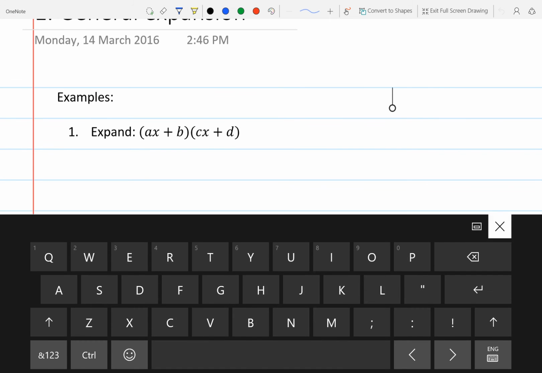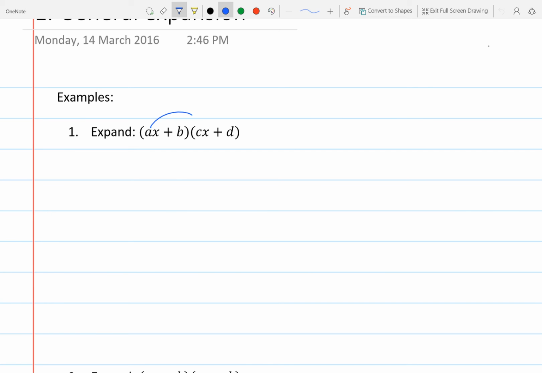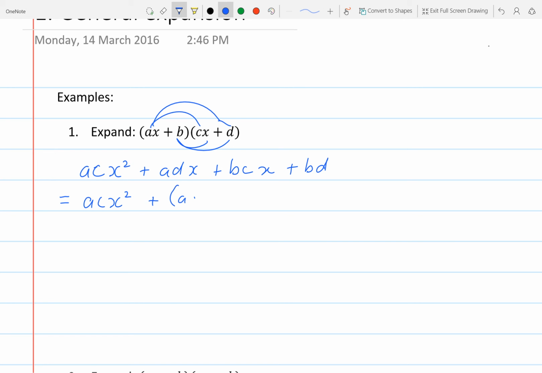So first of all, this one we times first with first, so that gives us acx squared, and then first with our second term, so that would be plus adx, and then we've got plus bcx, and then we've got plus bd. And then collecting like terms, we only have one x squared term, and then we've got plus ad plus bc times x, and plus bd.